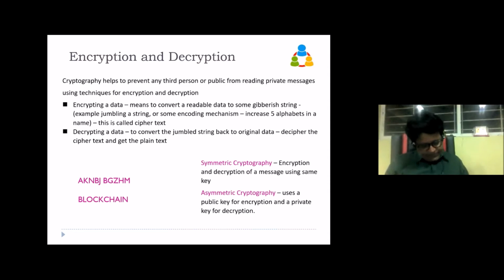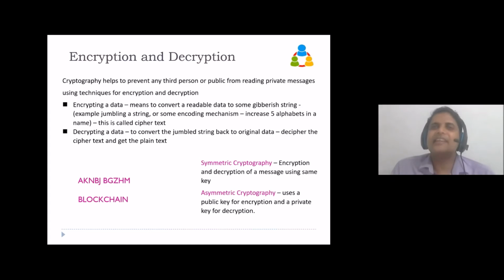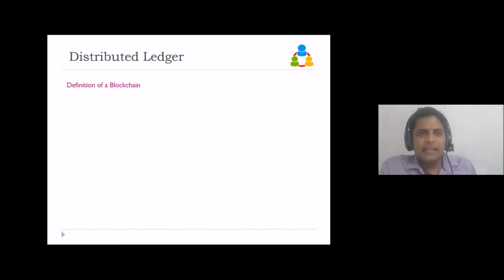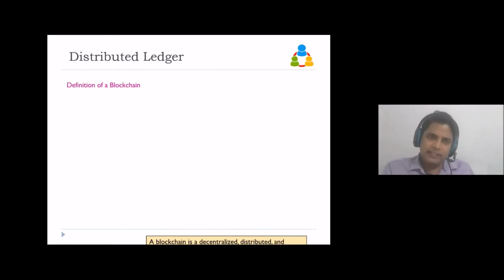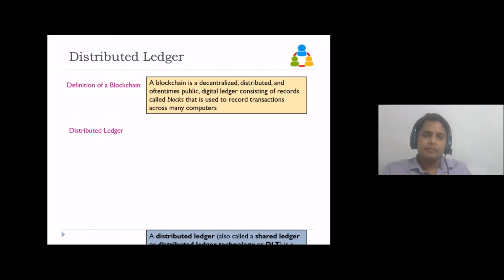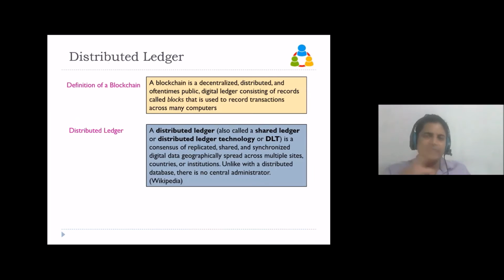Okay. So a blockchain transaction is always done using the private key, public key encryption technique. And as I said earlier, let me explain what a distributed ledger is and what a blockchain is. Blockchain is a decentralized, distributed, and often public or private digital ledger, and it contains records of blocks, and blocks contain transactions. And a distributed ledger is also called a shared ledger. It contains the blocks information. It contains the blockchain in itself.